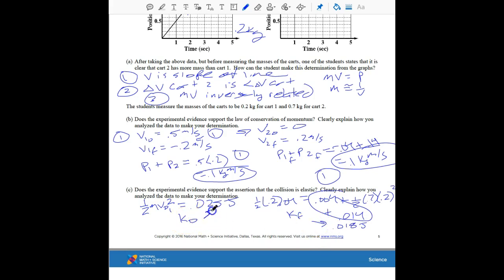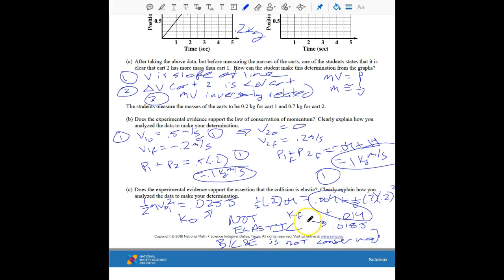So our original is 0.025, our final is 0.018. So obviously, it did not conserve energy, and because of that, the collision is not elastic. So it is not elastic, and it's because, we're going to put, because the change in energy is not conserved.